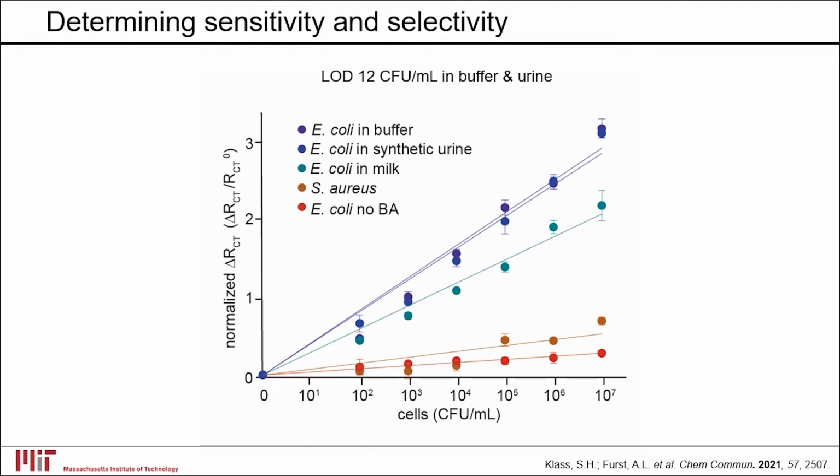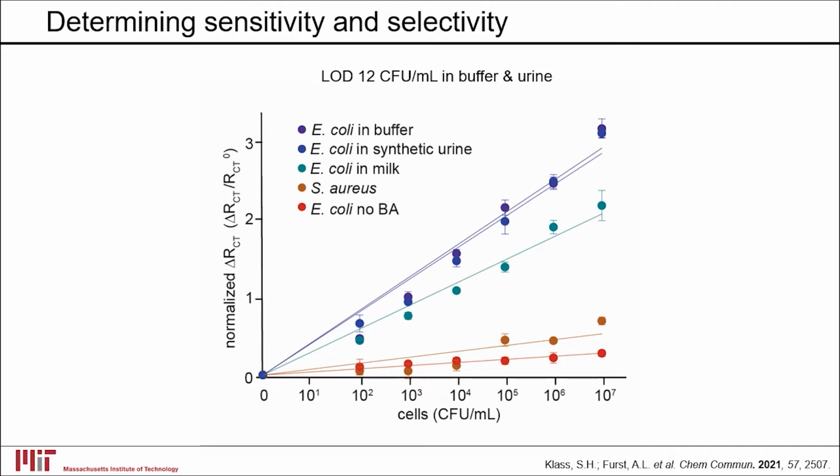We can actually quantify this. So shown in the purple is just our E. coli titrated in buffer onto our electrode. And we can see that we have a limit of detection of 12 CFU per mil. And we have a linear range of detection all the way up to 10 to the 7th CFU per mil. Similarly, we have similar sensitivity for E. coli in synthetic urine shown in blue. Shown here is the titration of those cells with that boronic acid added into synthetic urine, and we can see that we maintain our sensitivity.